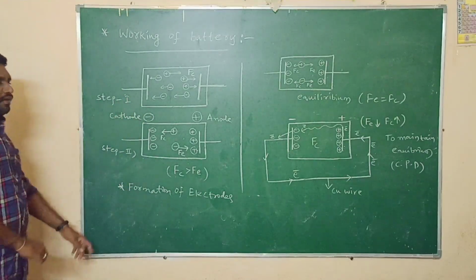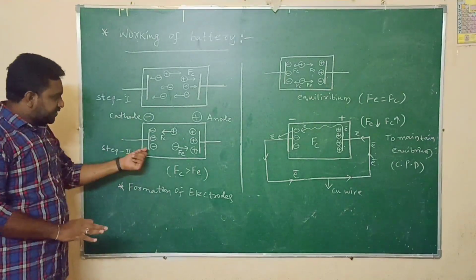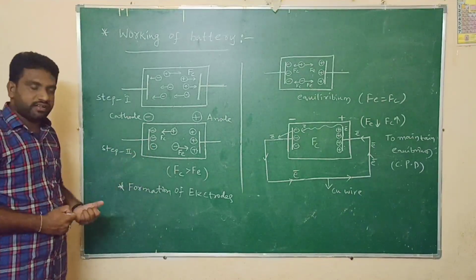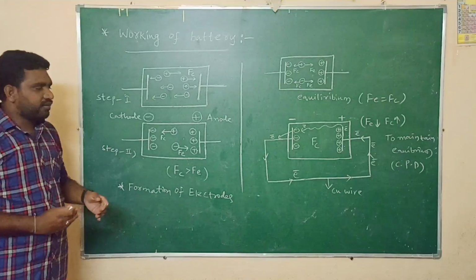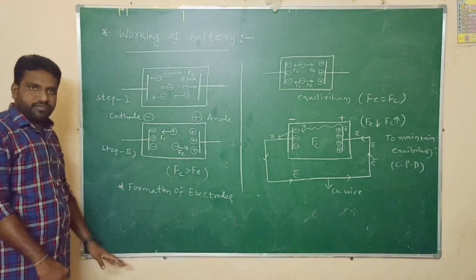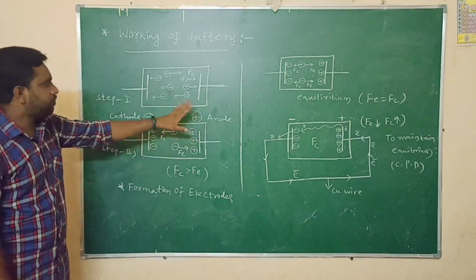So in this way electrodes are formed. Here we should not decide this is negative and this is positive. It is decided by the nature of the electrolyte and the nature of the metals which we have selected to construct the cell. So in the second step, electrodes are formed. This acts like the cathode, the negative electrode, and this acts like the anode, the positive electrode.